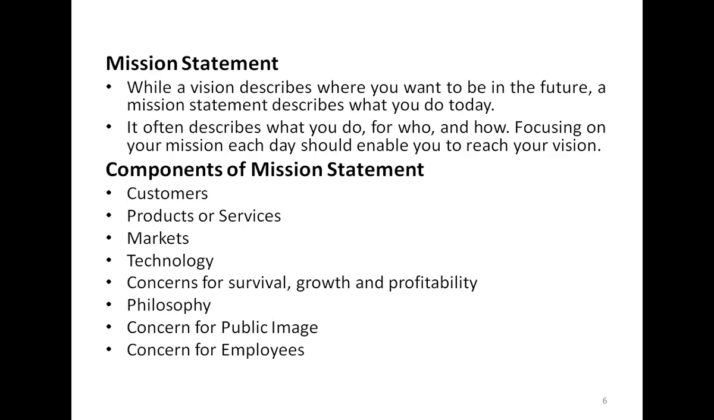So this is known as concern for public image. And then concern for employees. The most important thing in the organization is the employees, because they are the ones who are directly or indirectly engaged with the customers. And if they are satisfied and motivated, they will ultimately contribute towards the achievement of the organizational goal, and the customers can be served in a better manner.